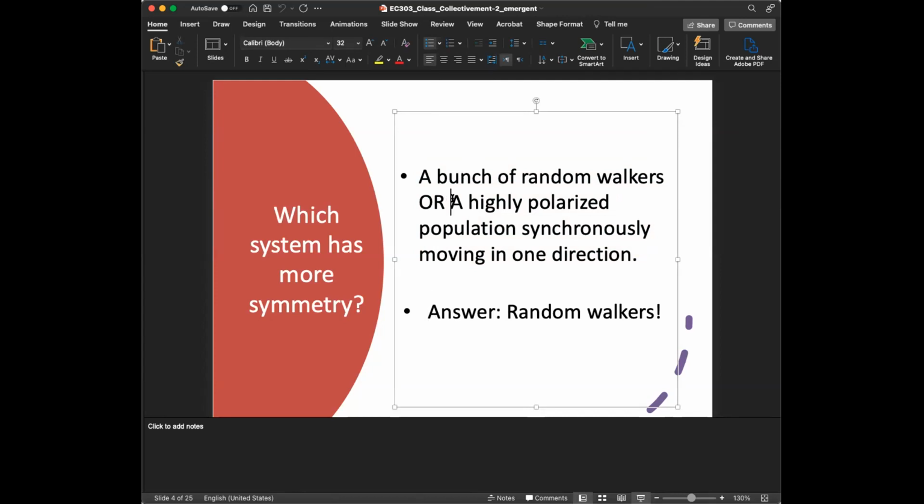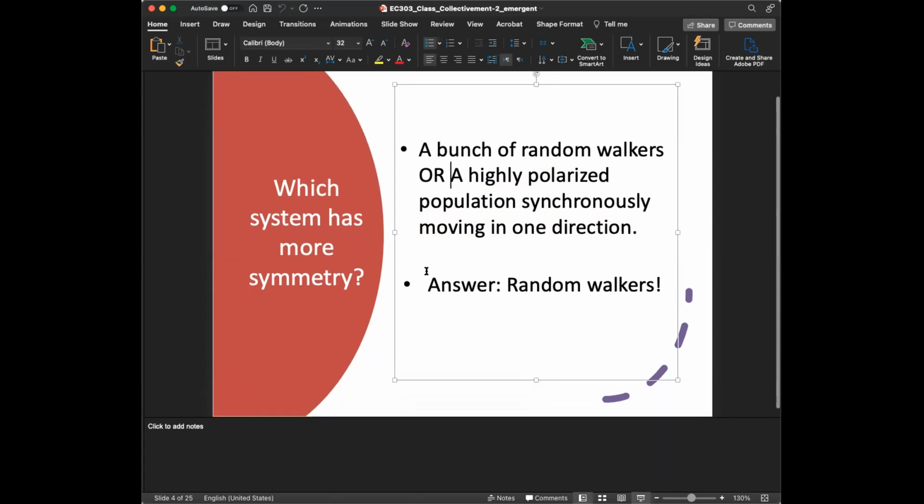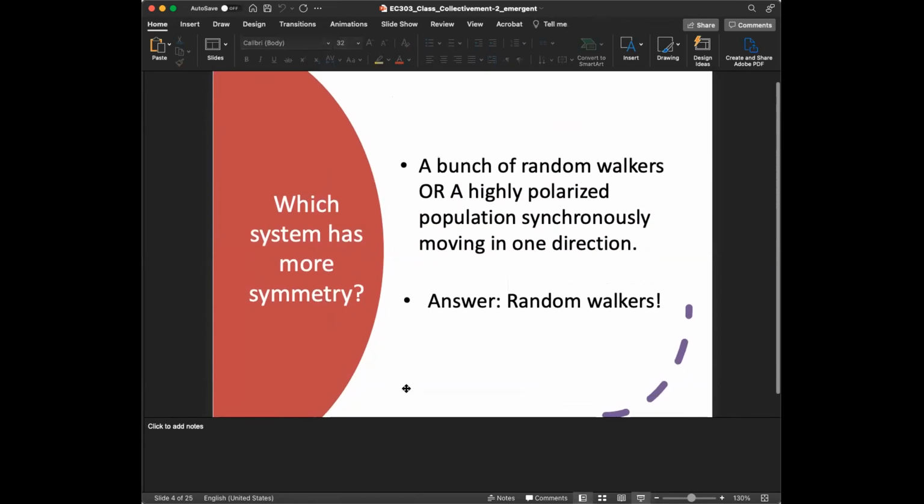On the other hand, if you look at a highly polarized population which are moving synchronously in one direction, they have chosen a direction, and that is the preferred direction of the entire population. In that sense, this highly polarized group actually has less symmetry in terms of directionality compared to a bunch of random walkers who don't even interact with one another. So one can use this idea of symmetry to say what is an emergent pattern.